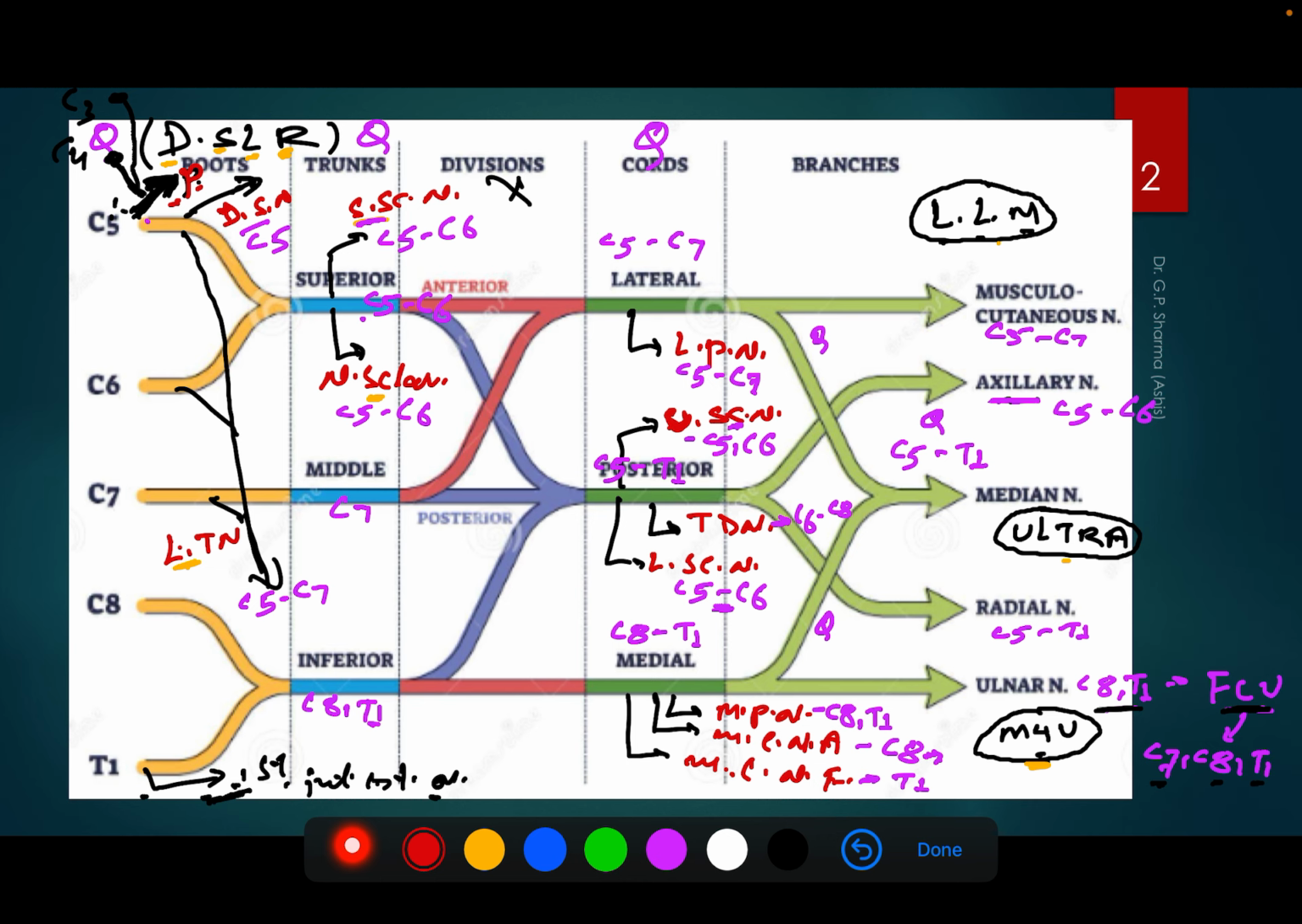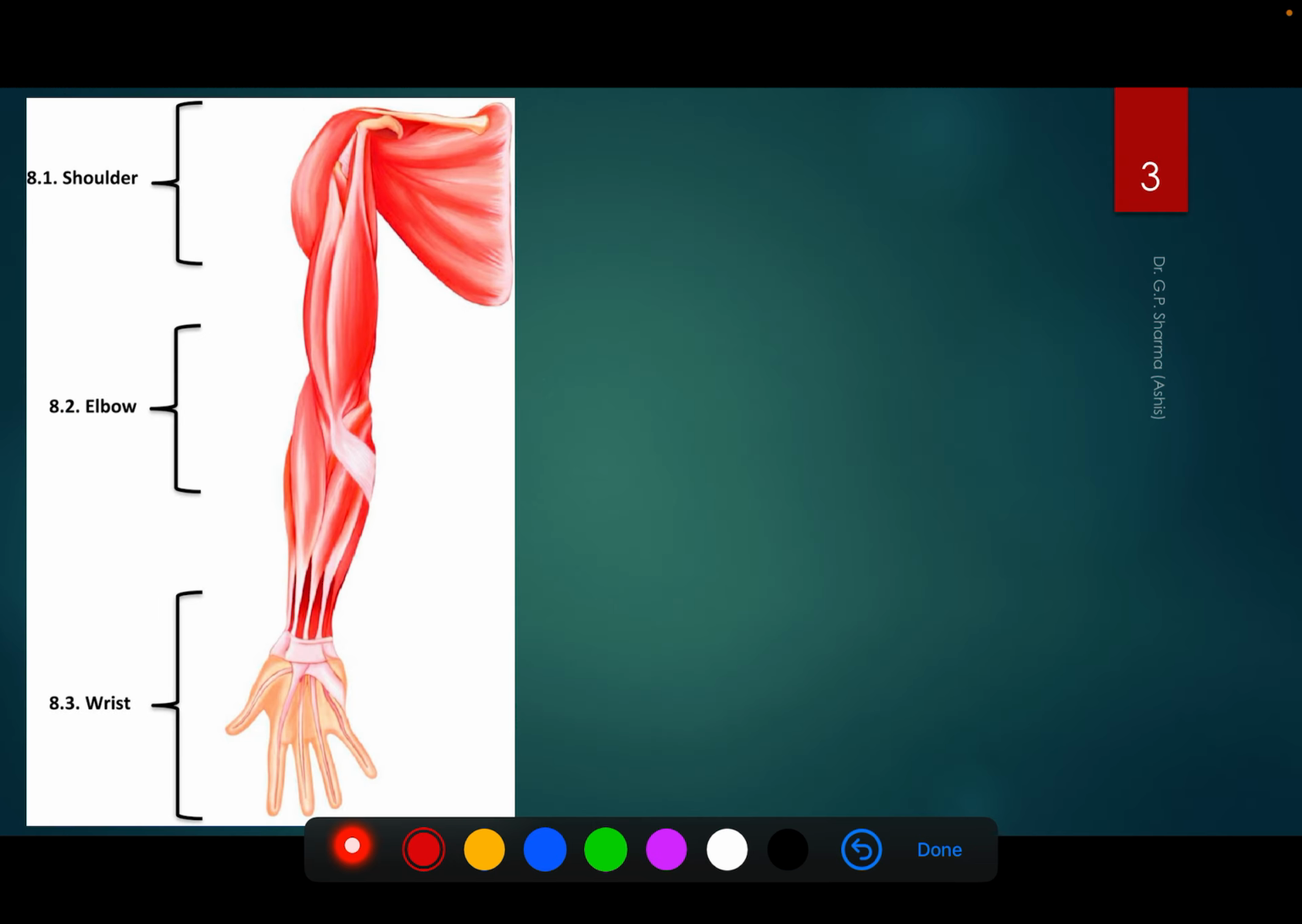So hope you are clear about the root values of these nerves, right? If you are clear of the root values of the nerves, now let's go to the muscles supplied by these nerves. Okay, let's go forward. Now let's see this muscle. These are the muscles of our upper limb. So if these are the muscles of our upper limb, let's make a general concept over here. That concept is this region muscles.